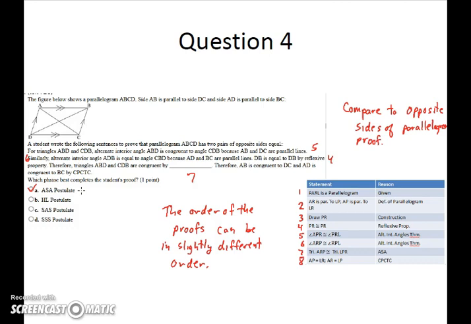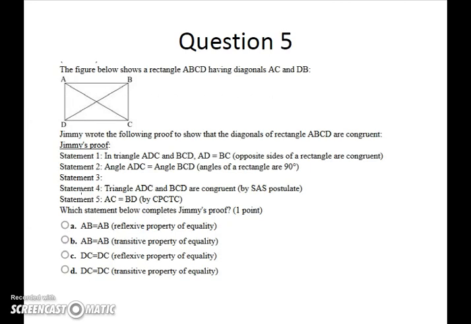All right, let's go to the next question. I think this might be the last one. The figure below shows a rectangle ABCD having diagonals AC and DB. Jimmy wrote the following proof to show that the diagonals of rectangle ABCD are congruent, and statement 3 is missing, so we have to fill it in with that statement. I'm going to have the teacher pause, see if you can come up with that. Try to find the proof for diagonals of a rectangle are congruent in your Brain Honey lesson.